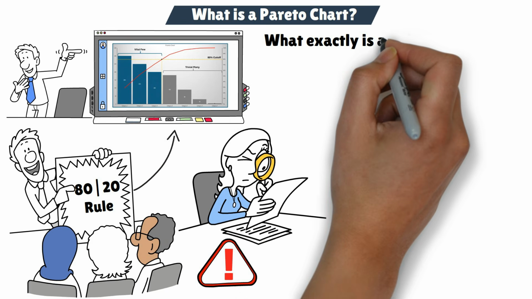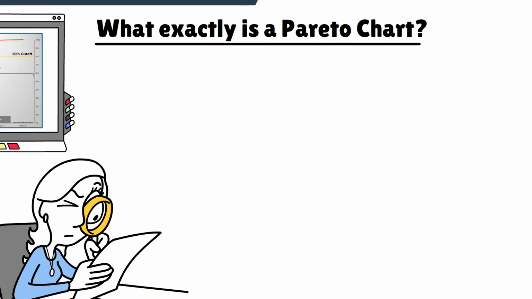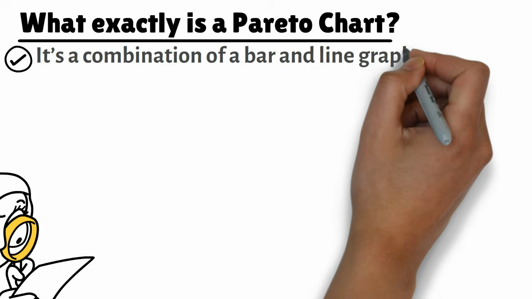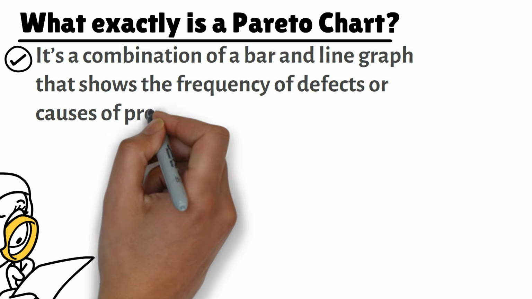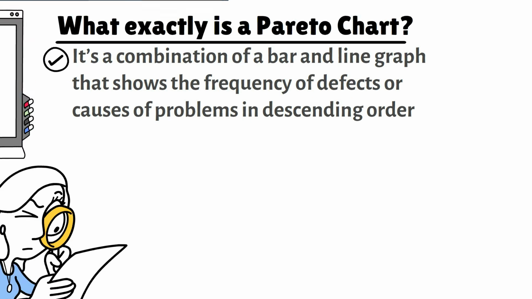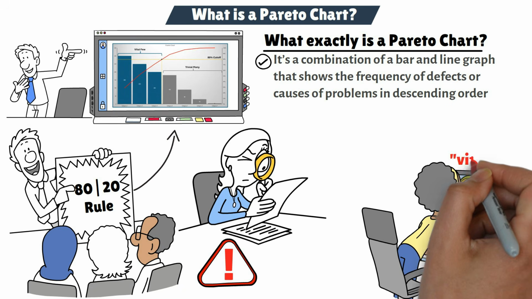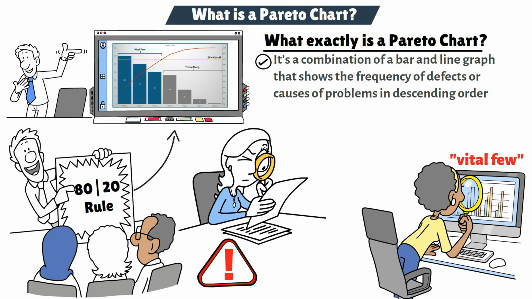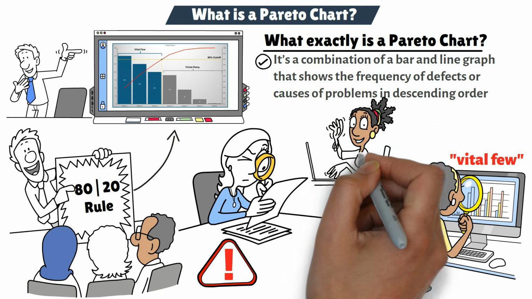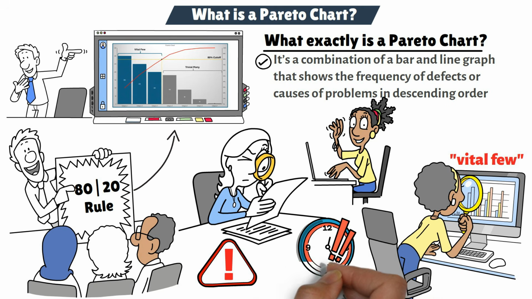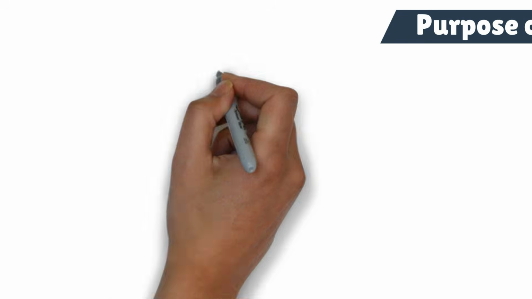So what exactly is a Pareto chart? It's a combination of a bar and line graph that shows the frequency of defects or causes of problems in descending order. The goal is to help you quickly identify the vital few factors that are causing the majority of your issues. By focusing on these, you can make the biggest improvements with the least amount of effort. The Pareto chart is all about prioritization.